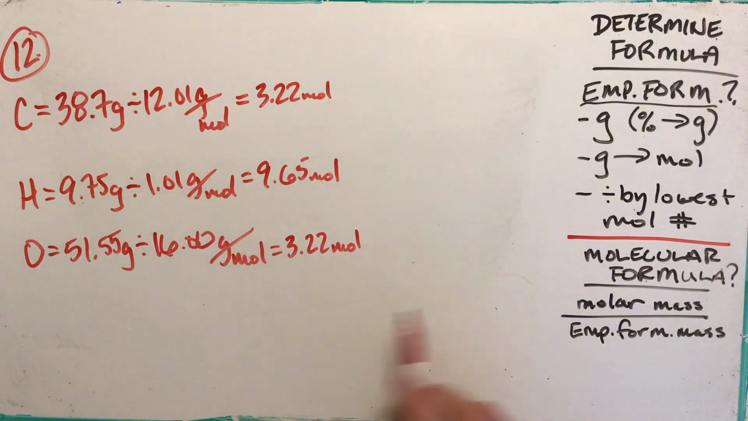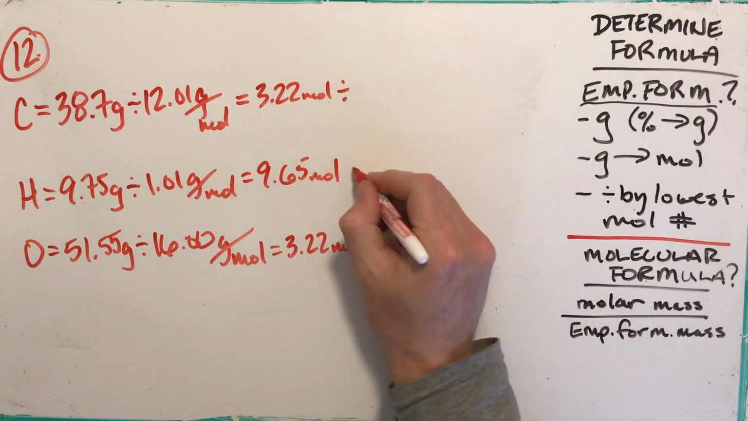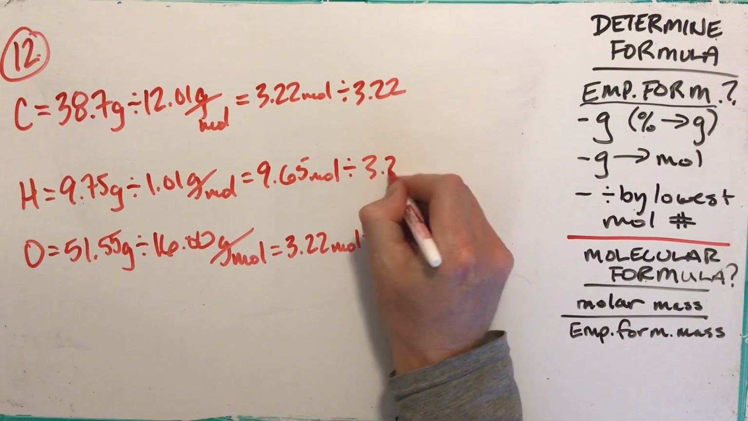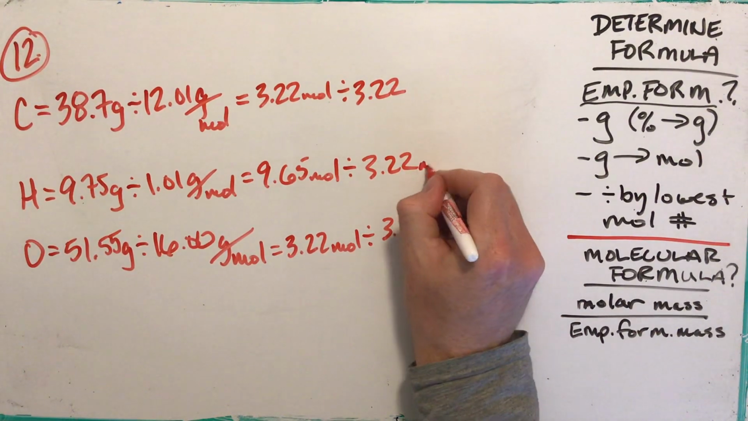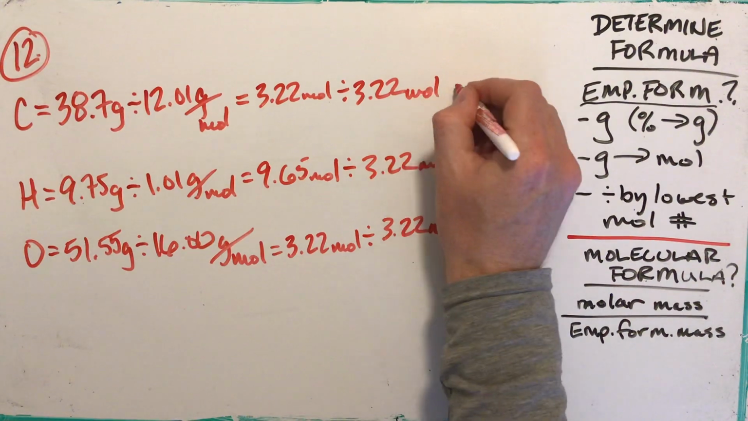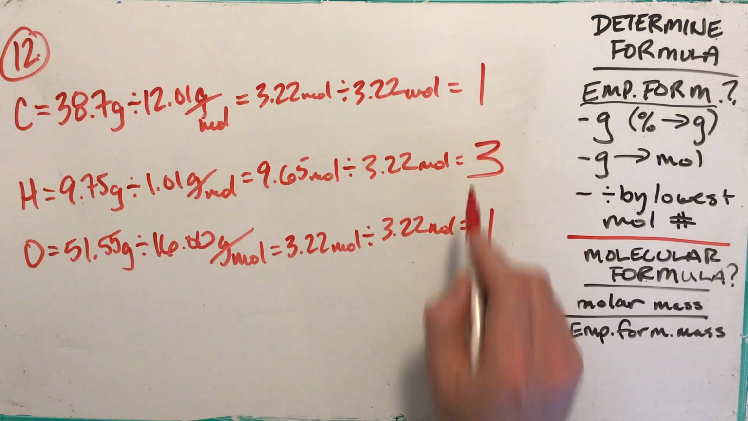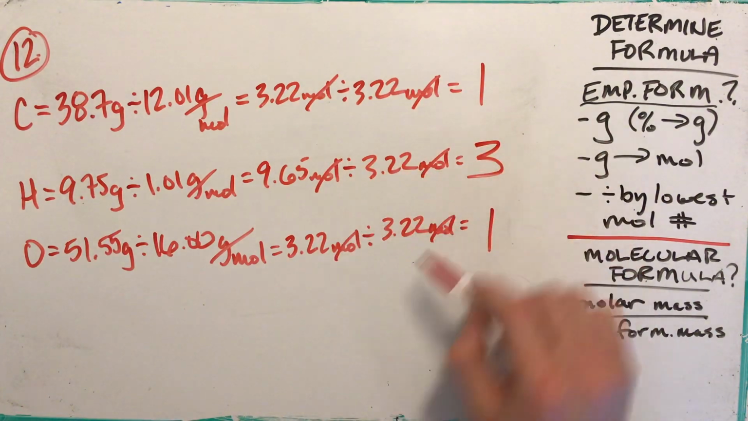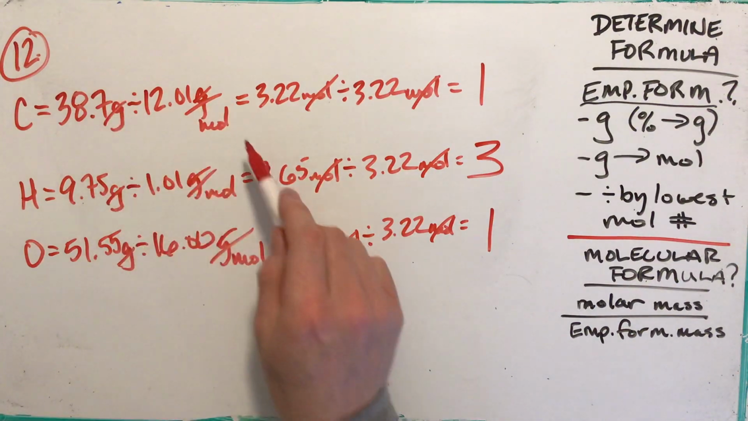Anyway, our lowest number here, divide by the lowest mole number, I've got 3.22. I divide all of them by that same number, so 3.22, 3.22, 3.22, and it's moles, moles, moles. These two obviously end up as 1, and this one is 3. And we can tell that moles divided by moles will cancel, just like grams divided by grams would have canceled out, right? Just left us with moles.